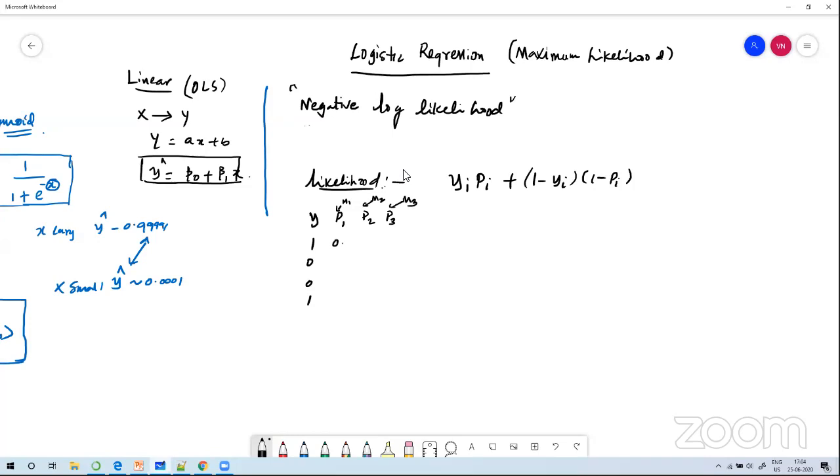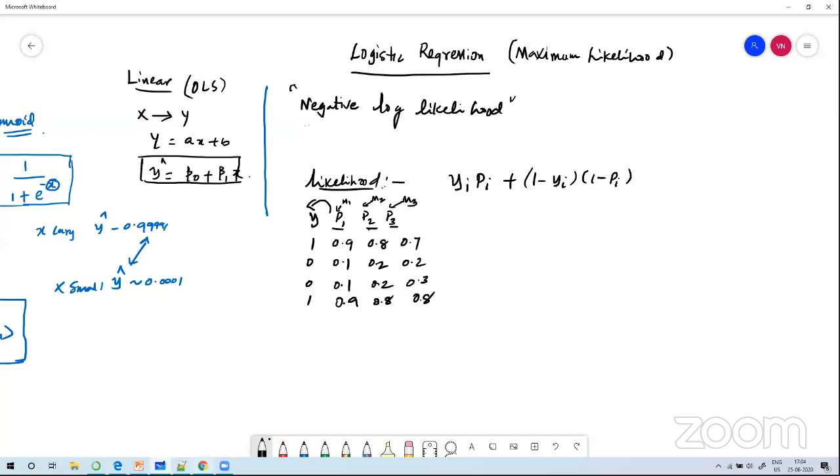p1 is like this: 0.9, 0.1, 0.1, 0.9. p2 is like this: 0.8, 0.2, 0.2, and 0.8. p3 is 0.7, 0.2, 0.3, 0.8. Now, out of p1, p2, p3, which one do you think is very close to y?